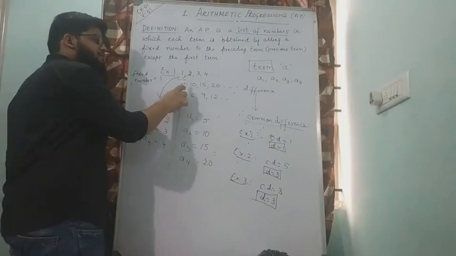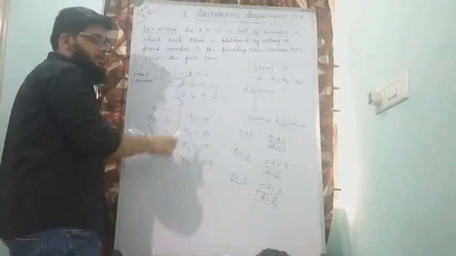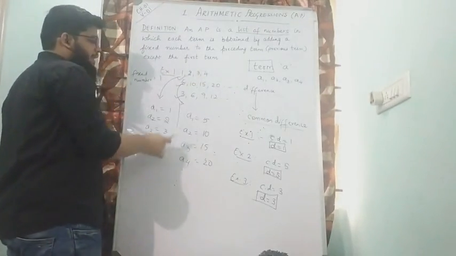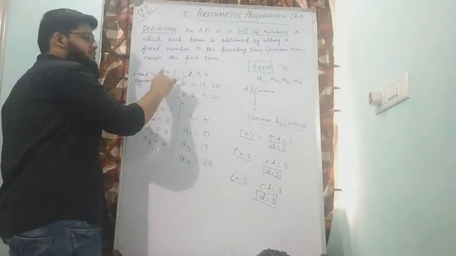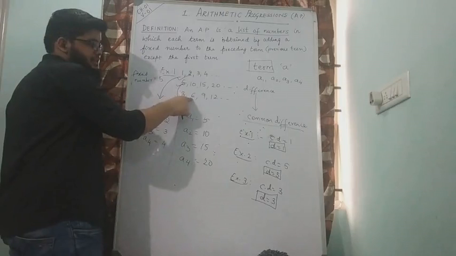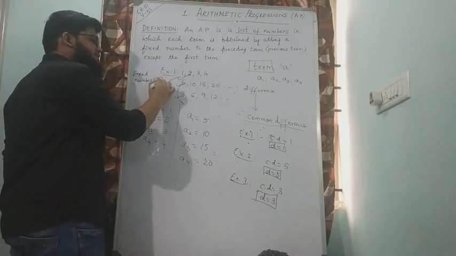Similarly, what is the fixed number for example number 2? 5 plus 5 is 10. 10 plus 5 is 15. 15 plus 5 is 20. Therefore, our fixed number becomes 5. Now, 3 plus 3 is 6. 6 plus 3 is 9. 9 plus 3 is 12. Therefore, the fixed number is 3.